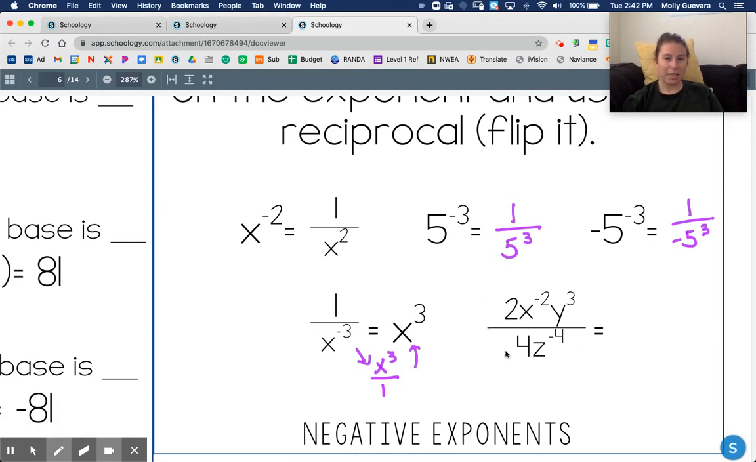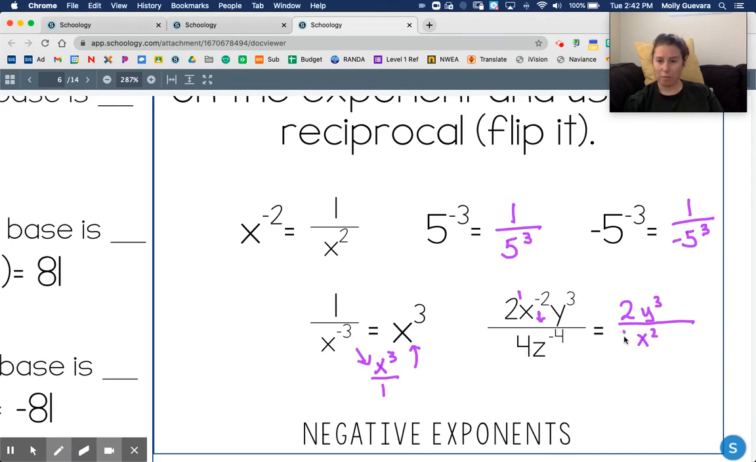Then when you get something like this, I have a 2. The 2 is positive. The exponent on the 2 is a 1. That 1 is positive, so that's okay. And I'm going to go ahead and make my fraction. Then I have x to the -2. Can't have negative, so it has to go to the bottom. It becomes x to the positive 2. Then I have y to the third. That can stay because 3 is positive. It doesn't need to move.